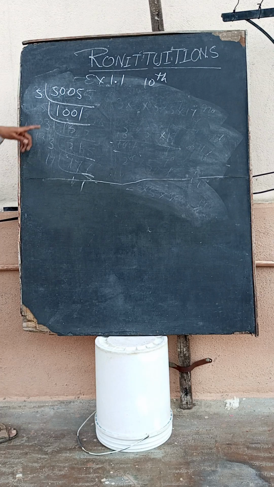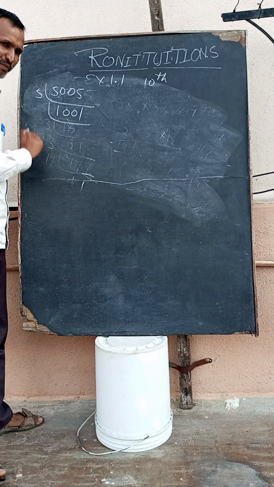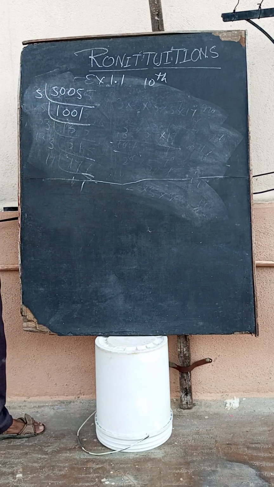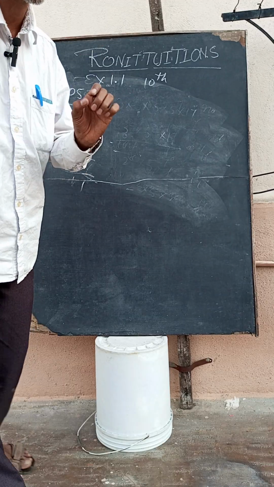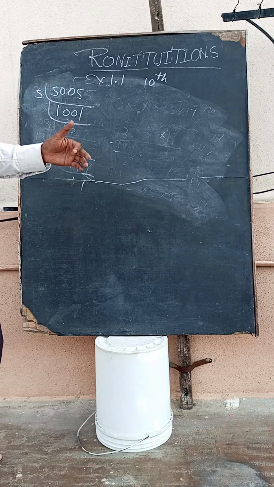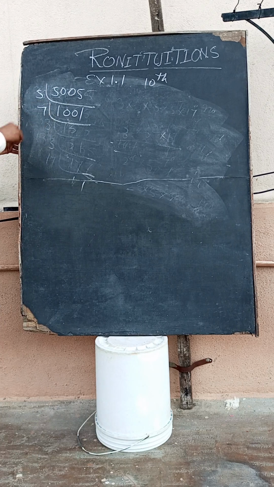It cannot be divided by 2. It cannot be divided by 3. It cannot be divided by 5. It can divide by 7. How do I come to know? Please visit the previous video, the divisibility test video. In that you will come to know the rule for the divisibility of 7. Then 8, 9, 10, 11, 12. So this can be divided by 7.